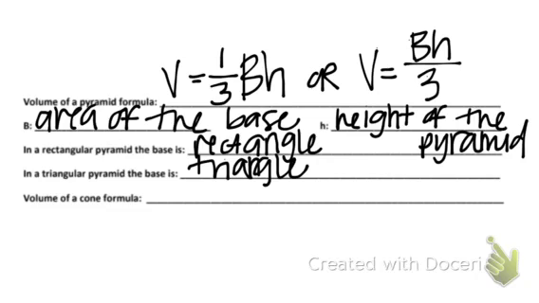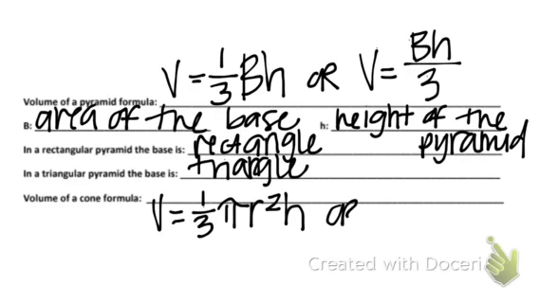Okay, and then the volume of a cone is very similar. So the volume for a cone is V equals 1/3 pi r squared times the height. Or it can be written as pi radius squared times the height divided by 3. And again, the reason that it's divided by 3 or multiplied by 1/3 is because the cone is 1/3 the volume of a cylinder.